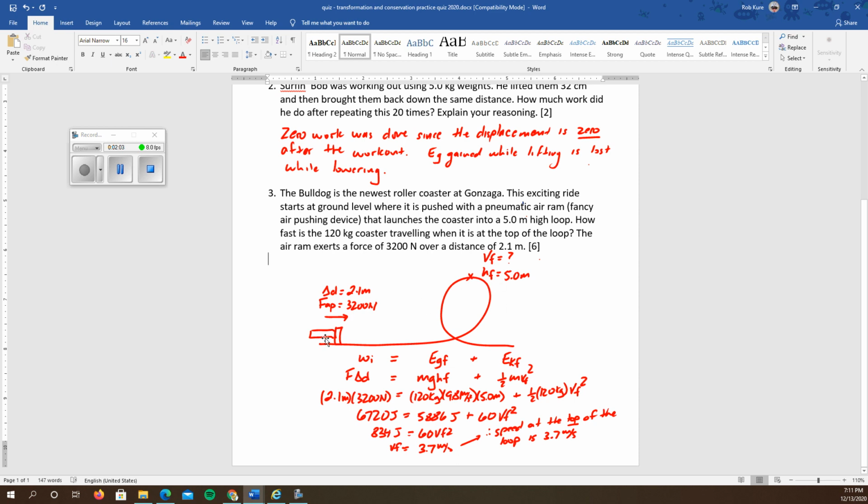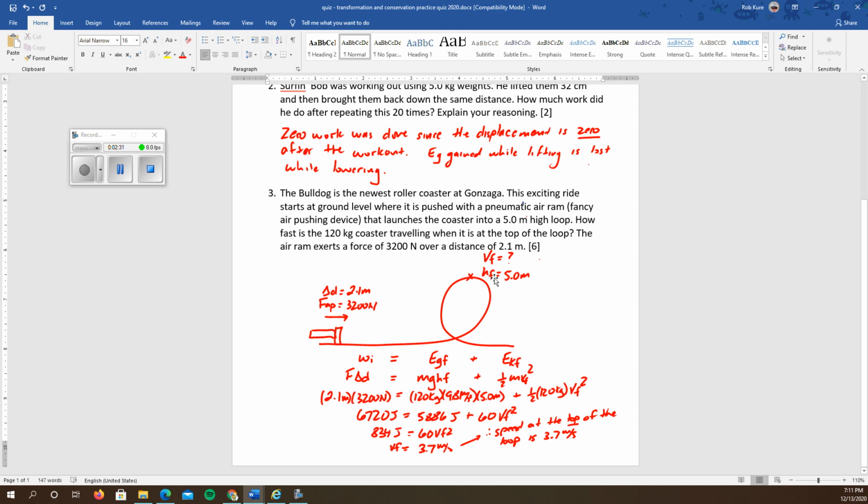Basically, always draw a little sketch, and identify the two points that you're being asked to find the energy for. At the beginning, your initial energy is going to be your work energy because of the force. Up here, you're going to have some EK because of the speed, and some EG because of the height. So the initial work is equal to the final EG plus EK in the loop. You simply substitute, you solve, and you end up with a value of 3.7 meters per second.